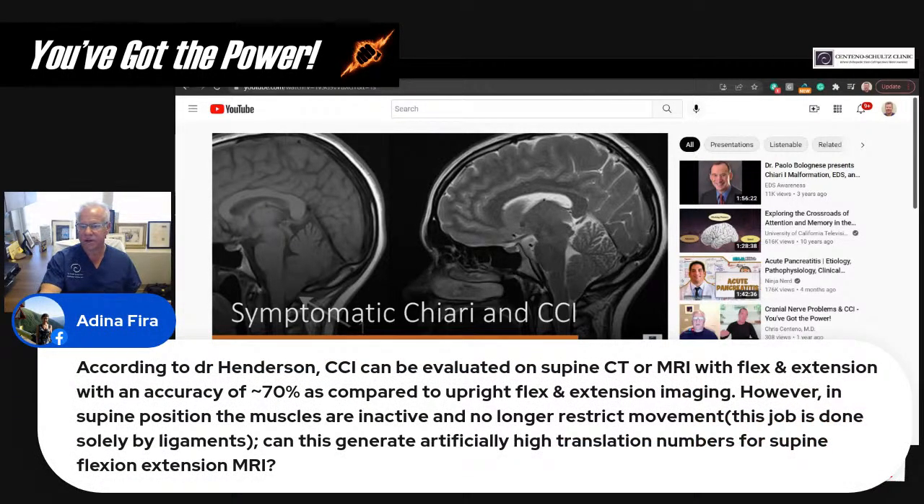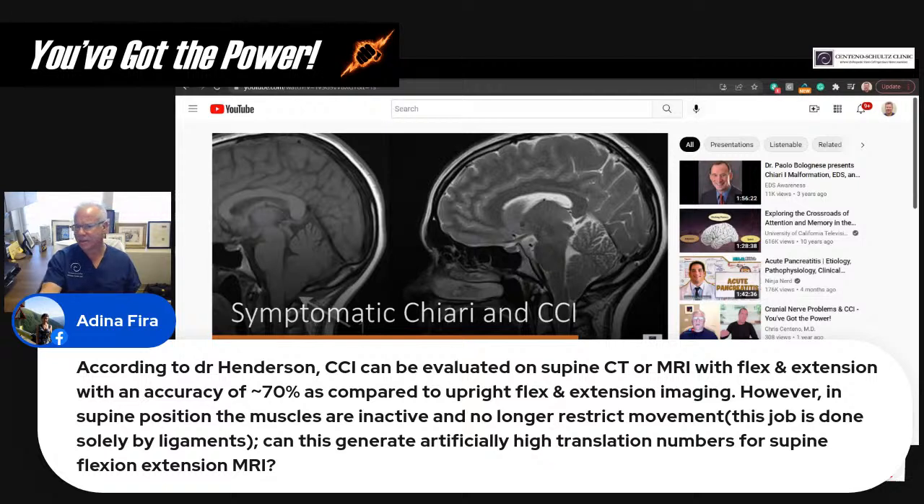Adina Fira, according to Dr. Henderson, CCI can be evaluated on supine CT or MRI with flexion and extension with an accuracy of about 70% compared to upright flexion extension imaging. However, in supine position, the muscles are inactive and no longer restrict movement. This job is done solely by the ligaments. Can this generate artificially high translation numbers for supine flexion extension MRI?